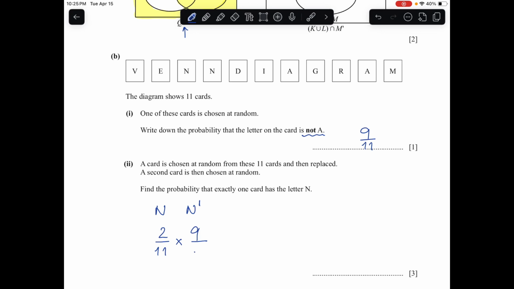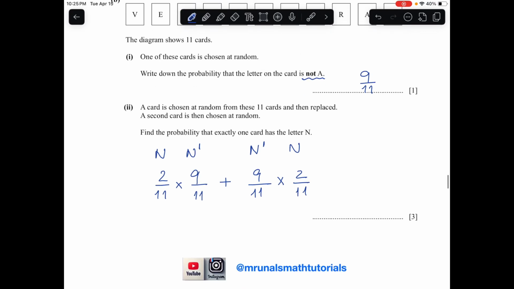So this is going to be 9 out of 11, so I'll say not N. Or it's possible that the first card you choose is not N. So this is 9 out of 11 times the second card you choose is N, so 2 out of 11. So this works out to be 18 plus 18 over 121. Yeah, 18 plus 18 over 121, that is 36 out of 121.